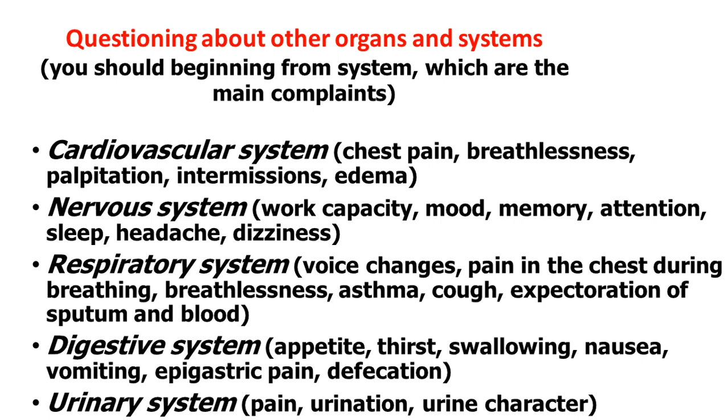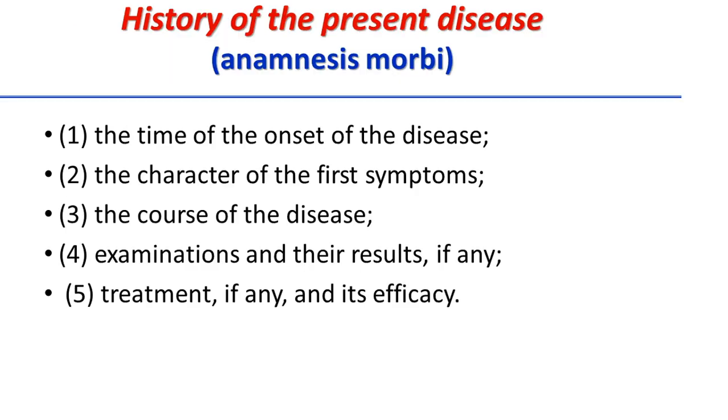And also here we have different kinds of symptoms which are characteristic for different organs and systems. Cardiovascular system includes chest pain, breathlessness, palpitation, edema. For example, digestive system has specific symptoms like decreased or increased appetite, thirst, difficulties of swallowing, nausea, vomiting, epigastric pain. For example, urinary system has specific symptoms like painful urination and changing of urine character, and so on.